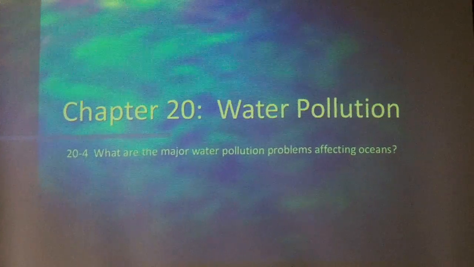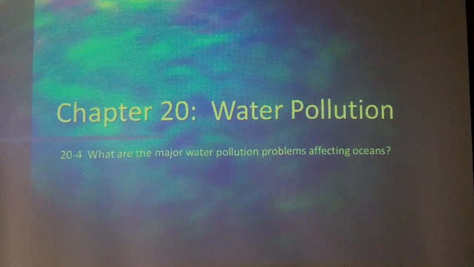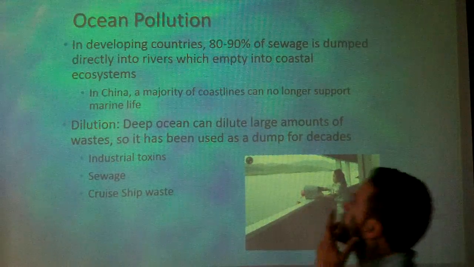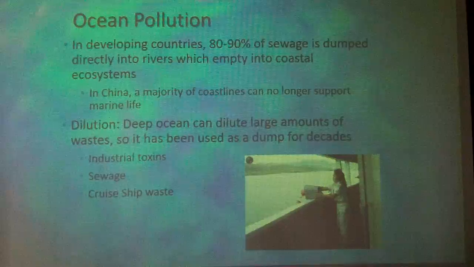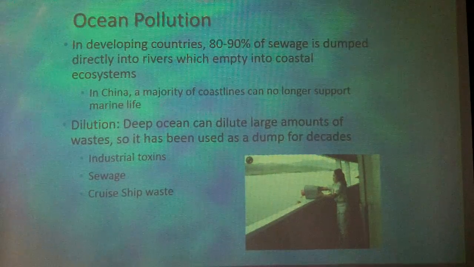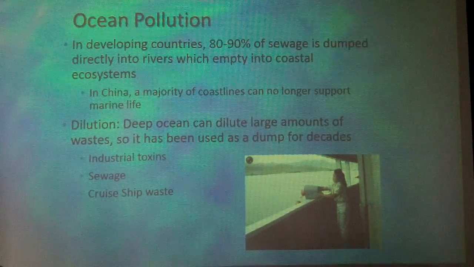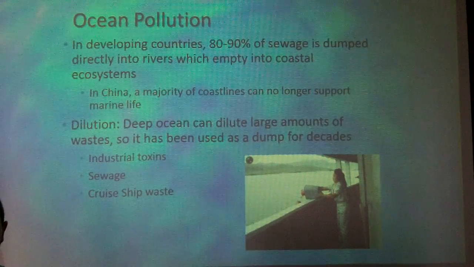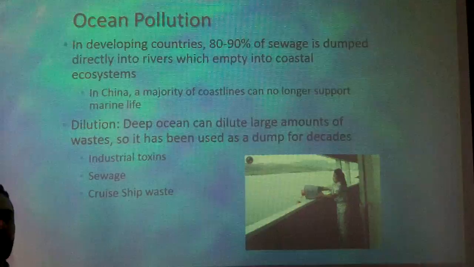Alright, 20.4. Ladies and gentlemen, what are the major water pollution problems affecting oceans? Okay, so, ocean pollution. In developing countries, like we said last section, 80 to 90% of raw sewage is dumped directly into rivers. Where do these rivers go? Where do they end up? They end up in the oceans. And they end up in the coastal areas.